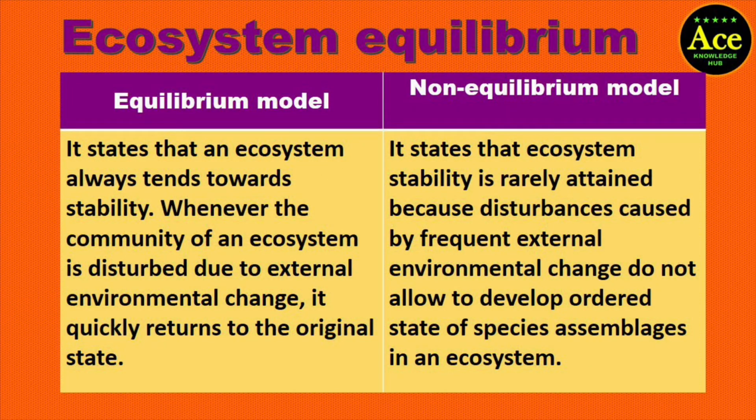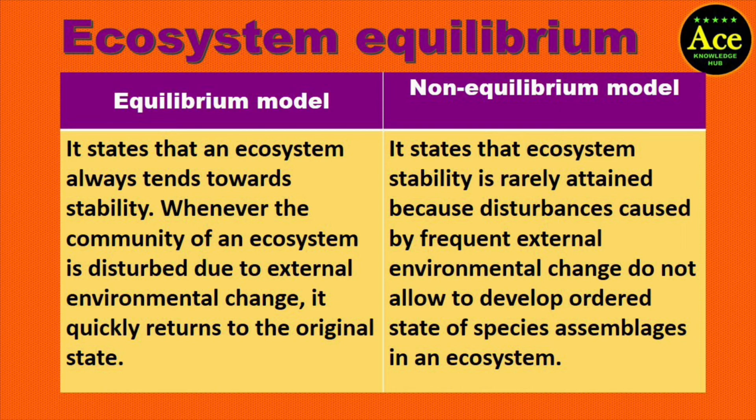Ecosystem equilibrium. There are two models of the nature of ecosystem equilibrium. The equilibrium model. It states that an ecosystem always tends towards stability. Whenever the community of an ecosystem is disturbed due to external environmental change, it quickly returns to the original state.